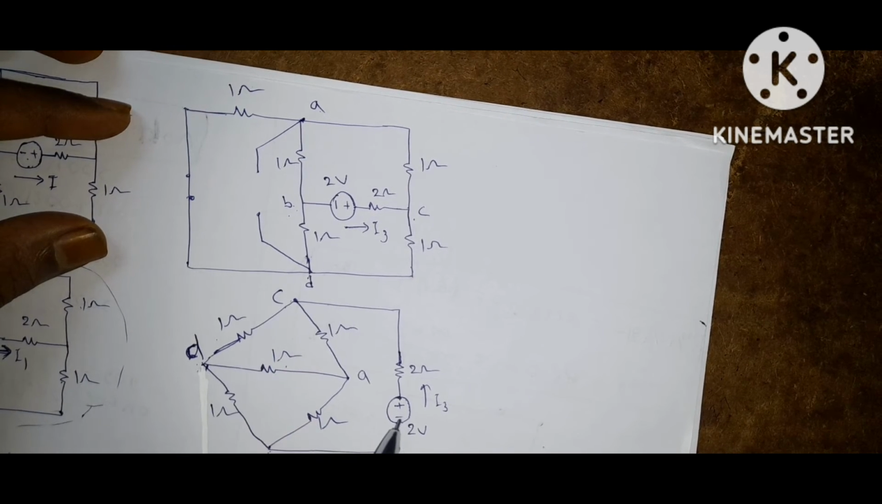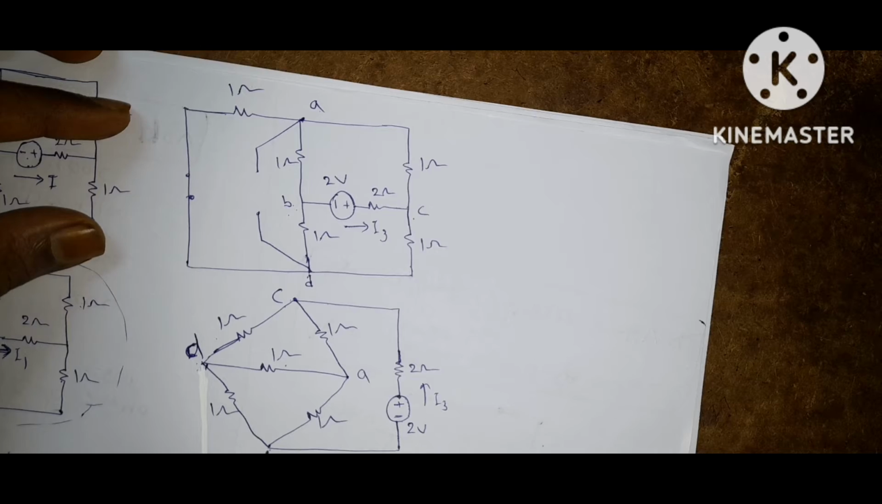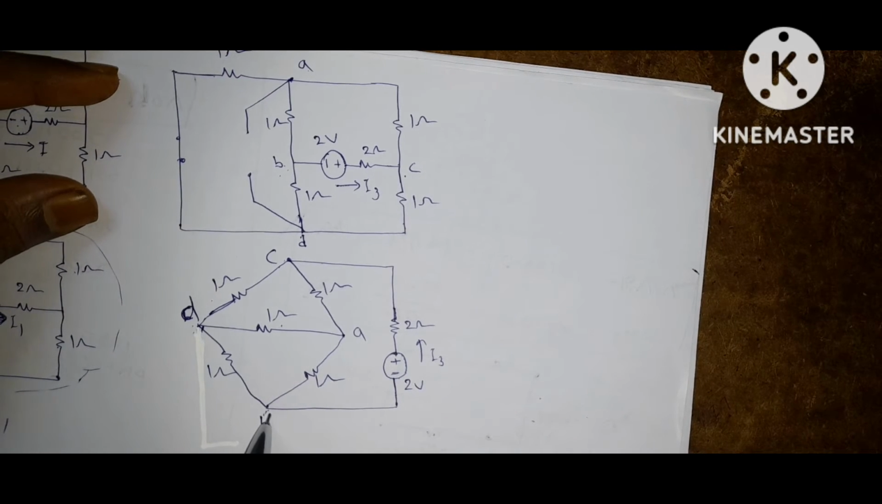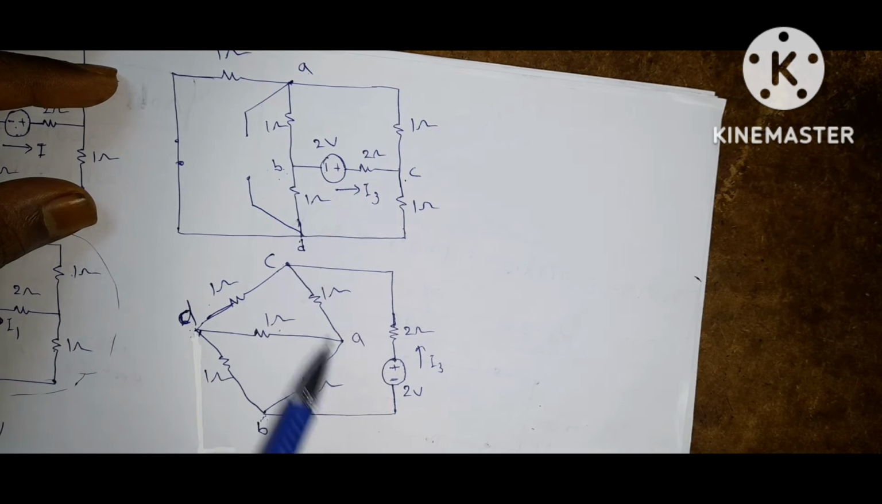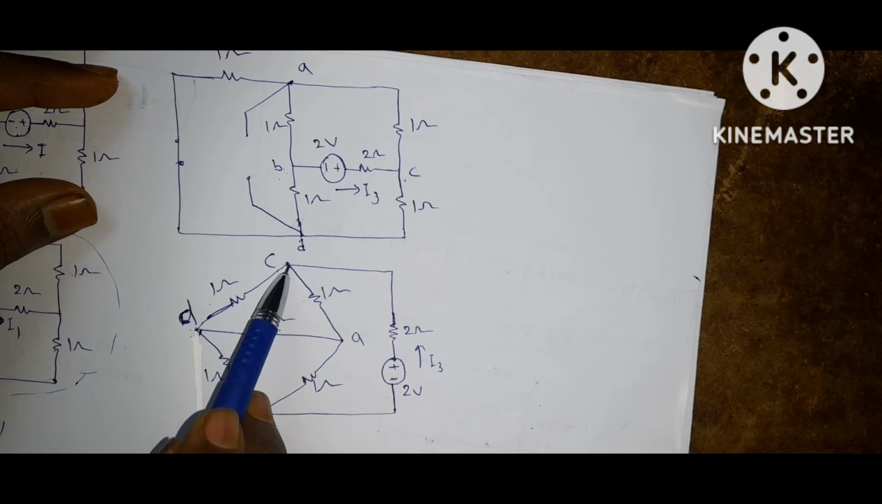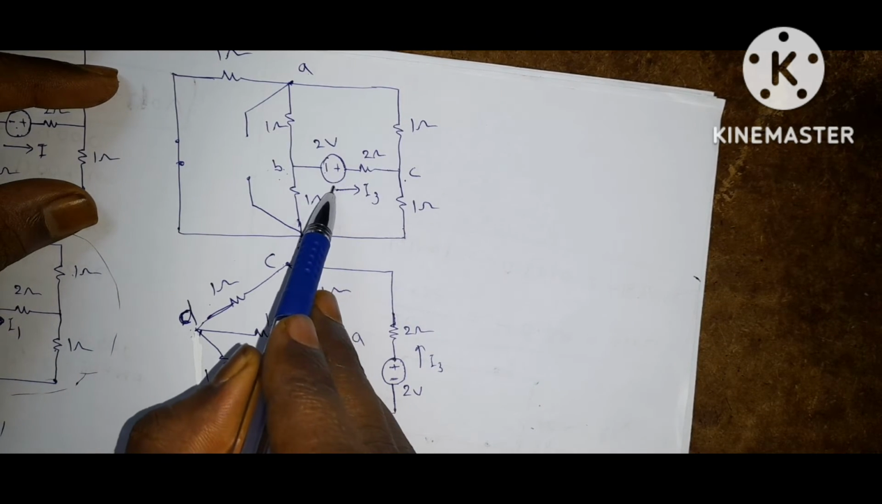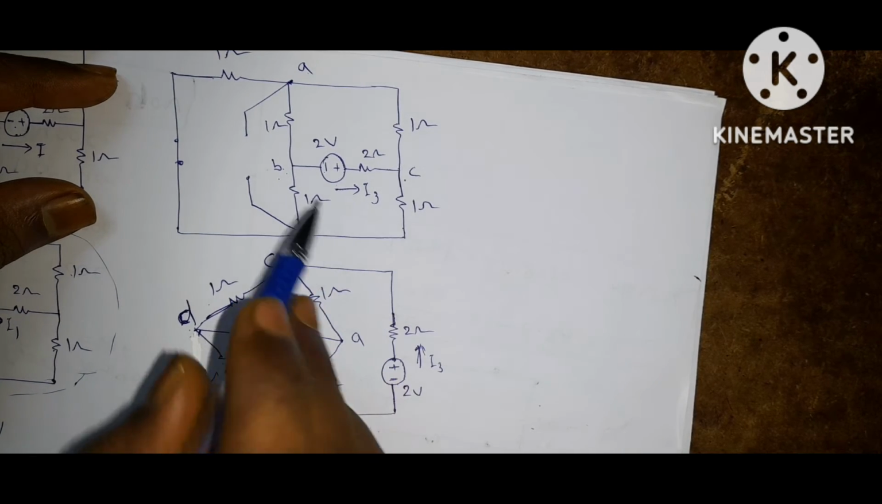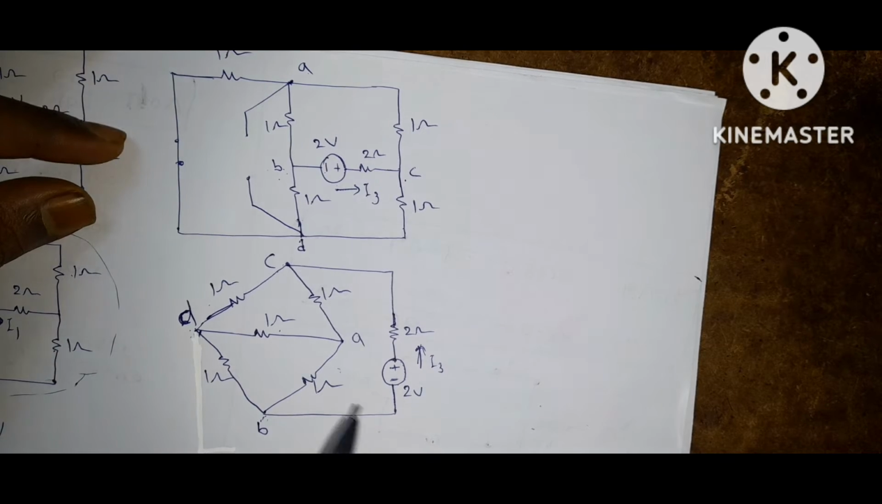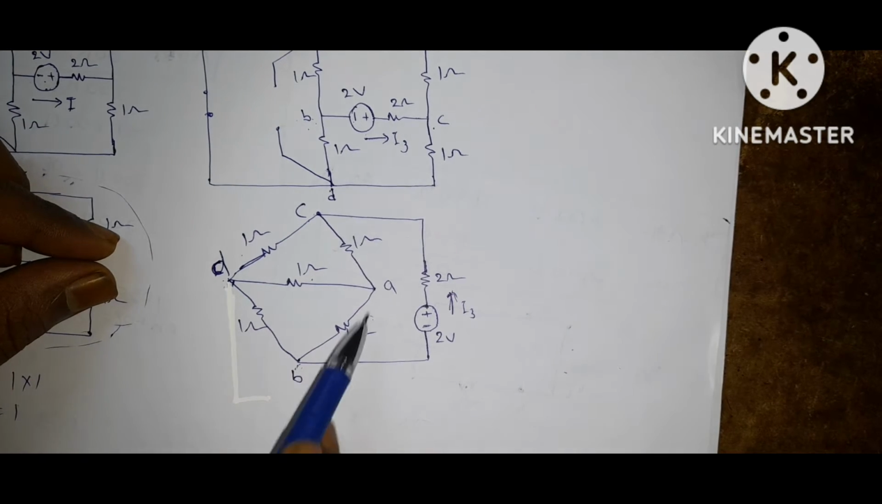So this negative is connected at B. Here also the negative is connected at B, and the positive is connected at C. The direction is leaving the positive terminal of the voltage source. So the circuit becomes like this. Again, this is a Wheatstone bridge.